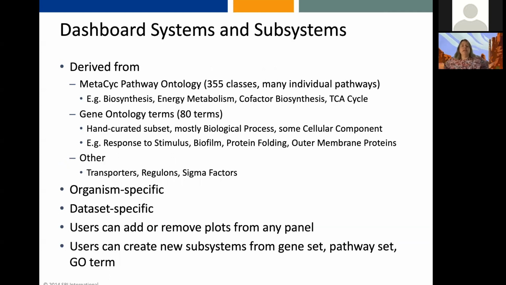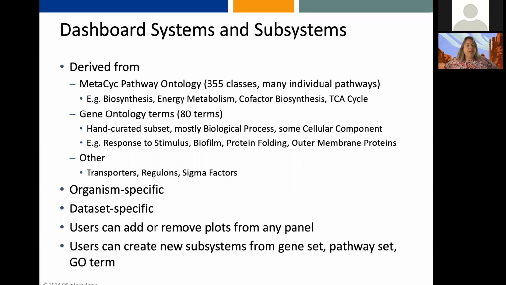So we divide cellular function into a set of systems and subsystems, a hierarchical view. These systems come from multiple sources. Largely, they come from the Metabolic pathway ontology. So we divide into a bunch of different classes and individual pathways. For example, we have a high-level system of biosynthesis, which has subsystems of amino acid biosynthesis and lipid biosynthesis and that kind of thing.